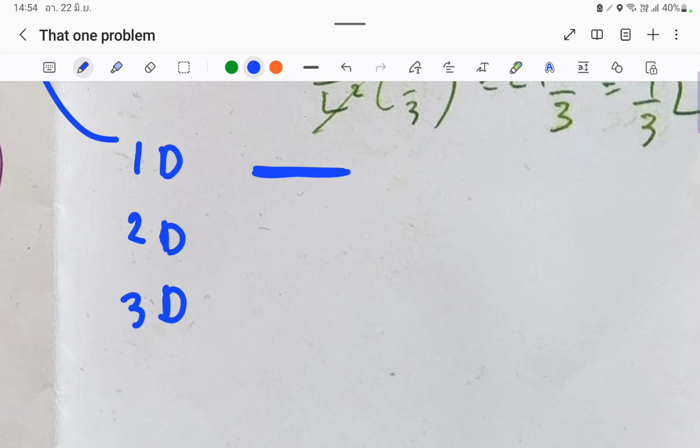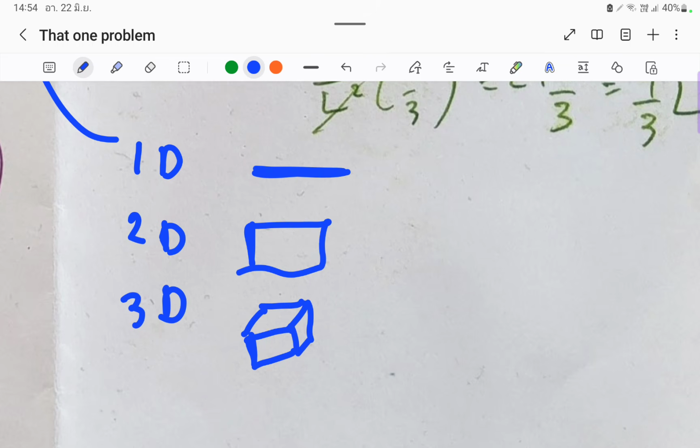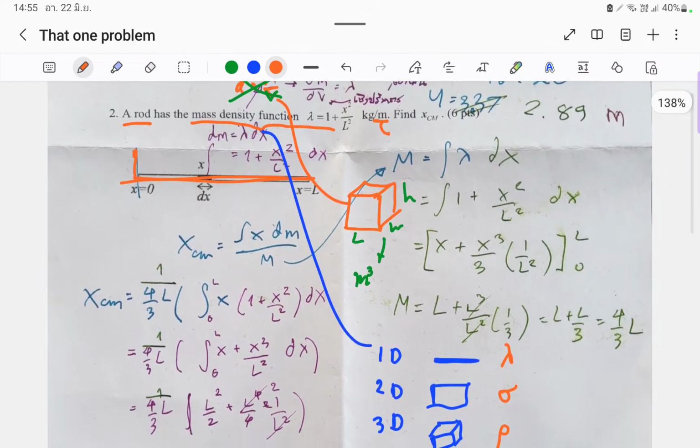1D is like a rod, like in the example. 2D is like a paper, things that have surface area but are really thin. And 3D is like a glass or ice cube, which has depth. We have a different symbol for each of those: this one we call lambda, this we call sigma, and this we call rho. It's just a name, but it's a convention that everybody uses, so you might as well remember this because the teacher used this also.